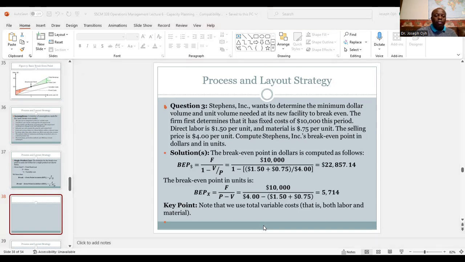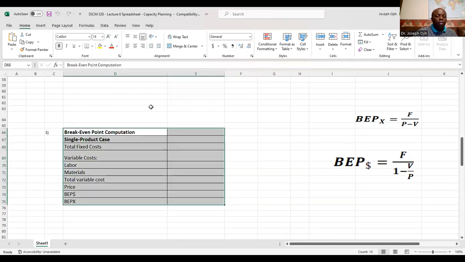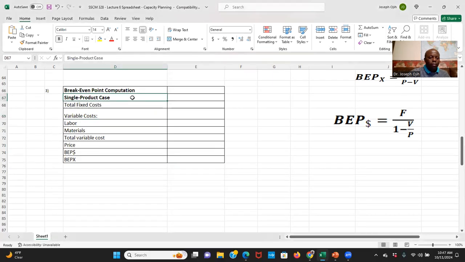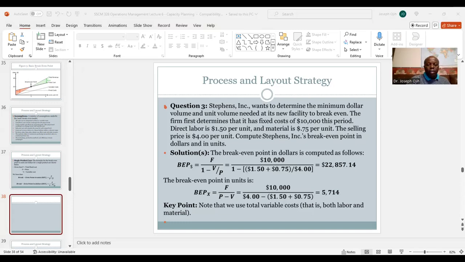The first thing to do is to make a table in this form for the single product case. You guys can see the Excel screen, right? Can you? Hello, guys? Yeah, okay, good. Now, they told us that the total fixed cost is $10,000. So I'm going to put 10,000 right there. You can see right here, I have 10,000.